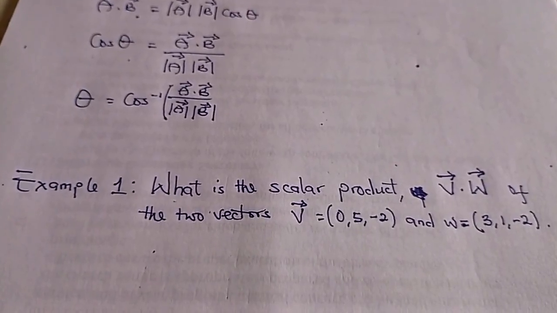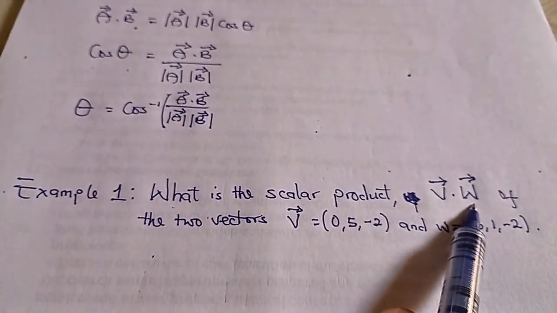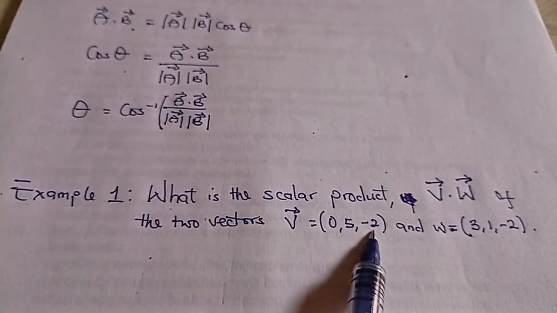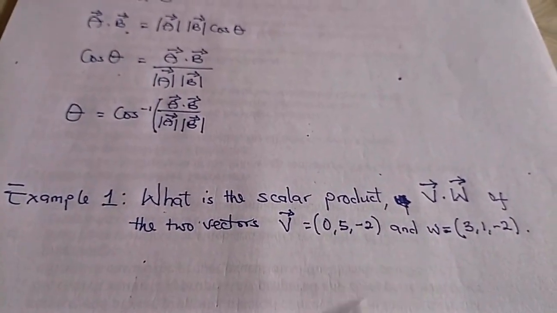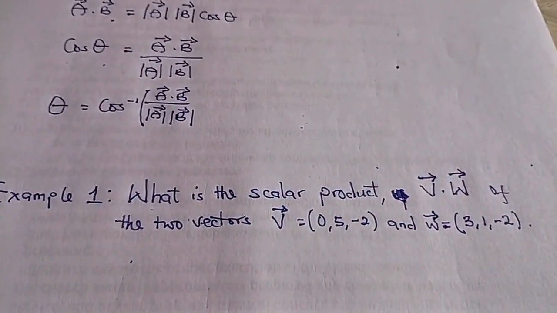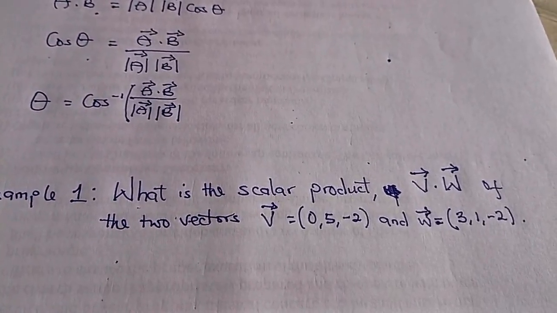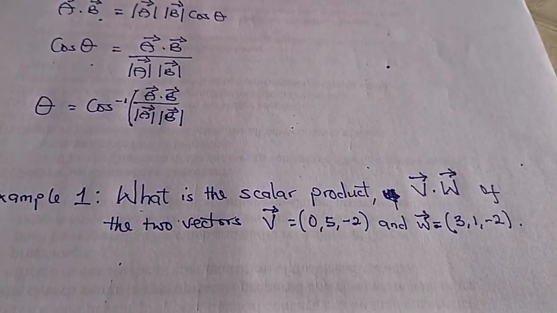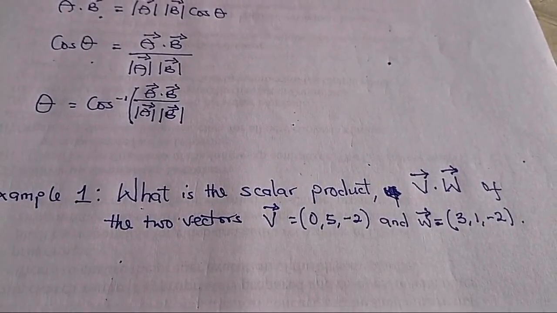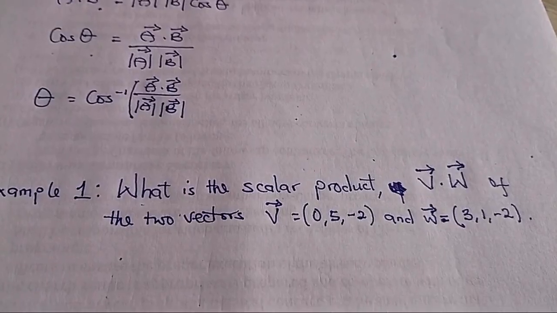So our example 1 here says, what is the scalar product, vector v dot vector w, of the two vectors v equal to 0, 5, minus 2 and vector w equal to 3, 1 and minus 2. So these are two vectors, and the question is, what is their scalar product? Remember, scalar product is also known as dot product. Scalar product or dot product can be used interchangeably.